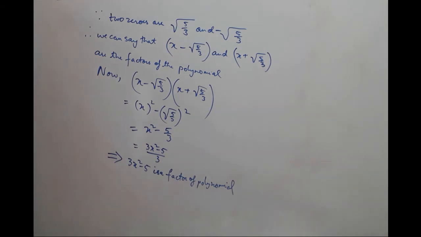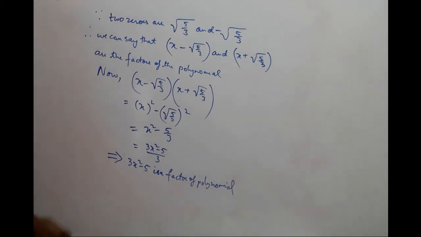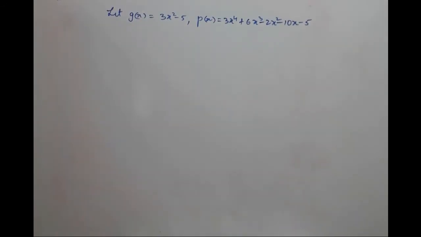So we'll move forward and use this 3x square minus 5 as g of x and divide it into the polynomial that was given. We'll see what it is. We assume that g of x is equal to 3x square minus 5 and p of x is equal to 3x raised to 4 plus 6x cube minus 2x square minus 10x minus 5. This is the original polynomial that was given, of which we need to find the other two zeros.